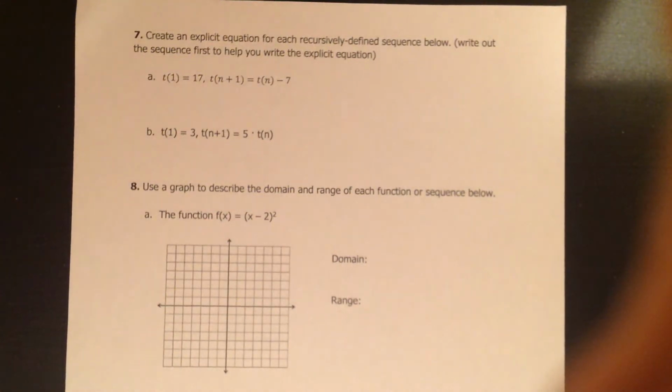This is problem number 7 from the Chapter 5 closure problems. Create an explicit equation for each recursively defined sequence below. Write out the sequence first to help you write the explicit equation.